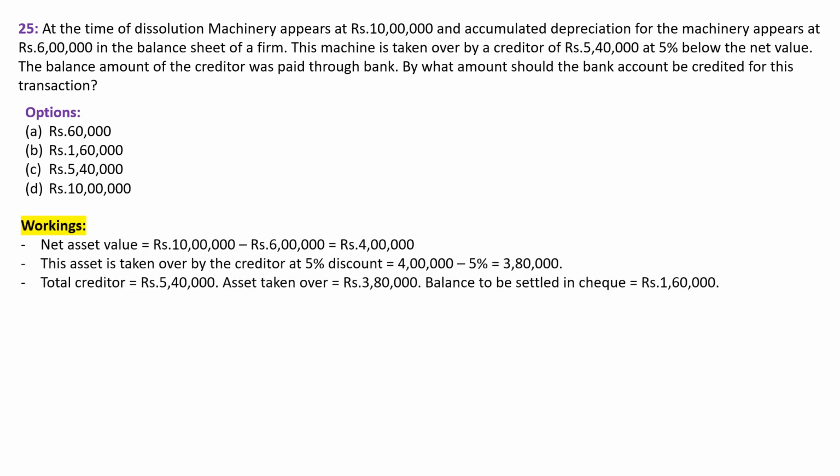Let's start with the workings. Asset value 10 lakh minus accumulated depreciation, so the net value is 4 lakh. The asset is taken over by the creditor at 5% discount. So 4 lakh at 5% discount, the net value at which the creditor is taking over is 3,80,000. Total creditor value is 5,40,000. Asset taken over is 3,80,000. Hence the balance amount, 5,40,000 minus 3,80,000, 1,60,000, will be settled through check or bank. So the answer is 1,60,000.